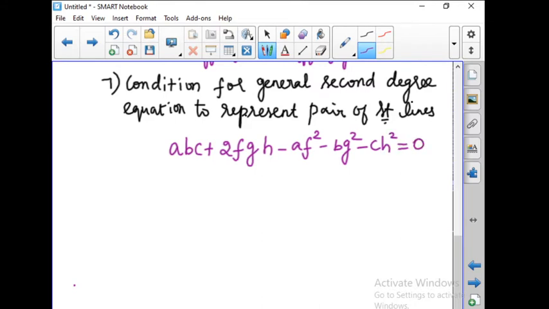So ABC continuous எழுதிட்டு 2 போட்டு FGH எழுதிட்டு இந்த Aயையும் Fஐயும் சேரு, அடுத்தது Bயும் Gயும், அடுத்தது Cயும் Hயும், F square G square H square minus போட்டுக்கோ. ஓகேயா? So the condition for the given second degree equation to represent the pair of straight line is this. Okay, so today we are going to see only the problems with the angle between the straight lines.